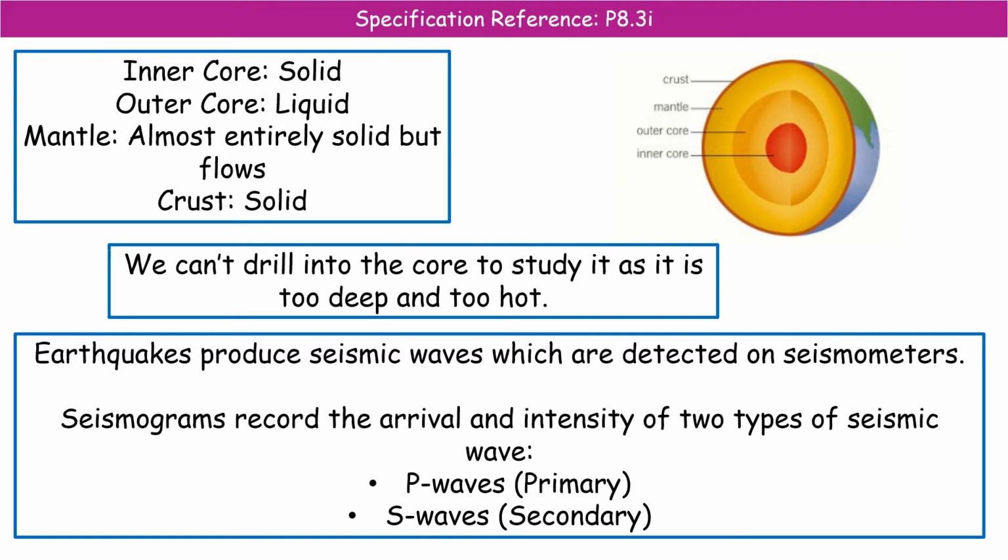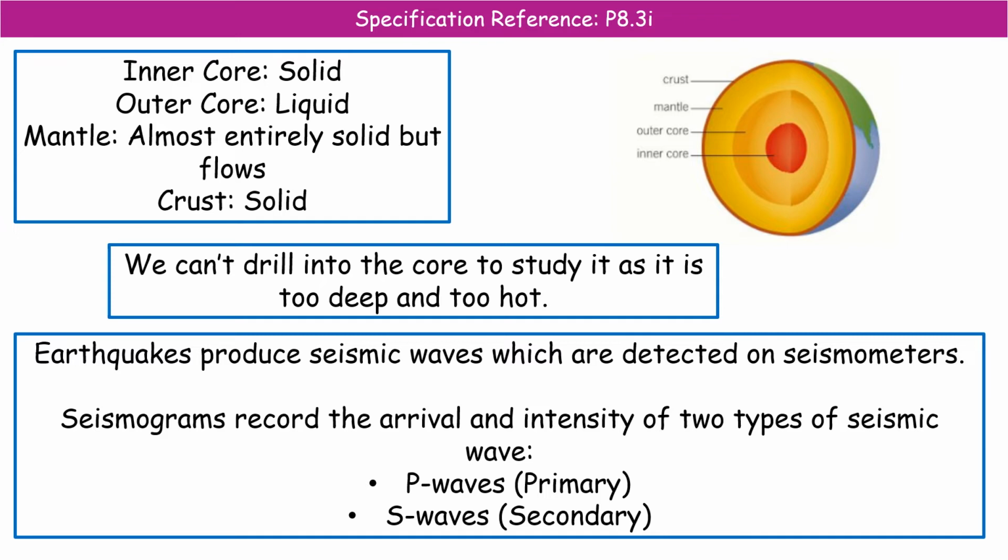Now, in terms of how we study the Earth, we can't just get a big drill and drill down to look and see what's in the middle there. 2 key reasons. One, it's too deep. The planet is really quite big. And secondly, it's far too hot. Anything we tried to use to drill down there would literally melt. So it's not going to work for those 2 key reasons.